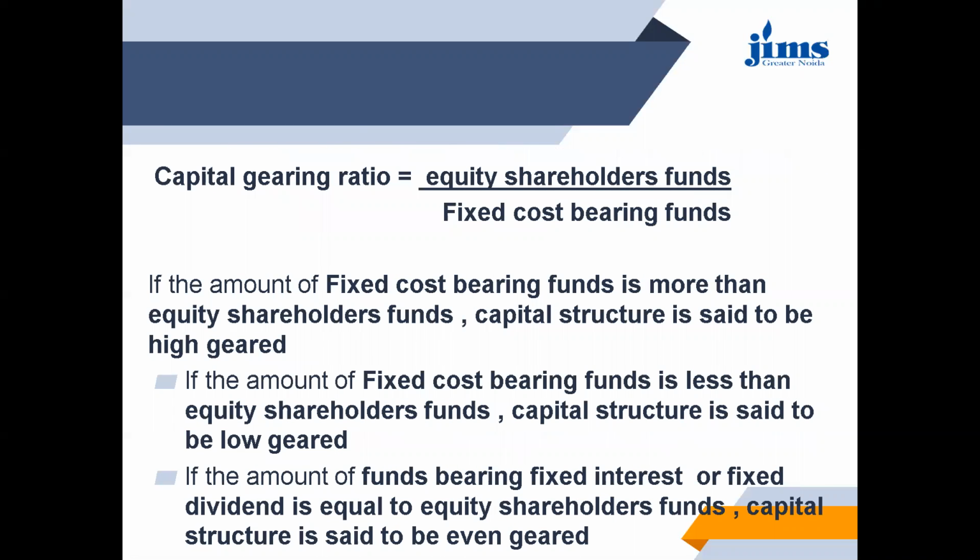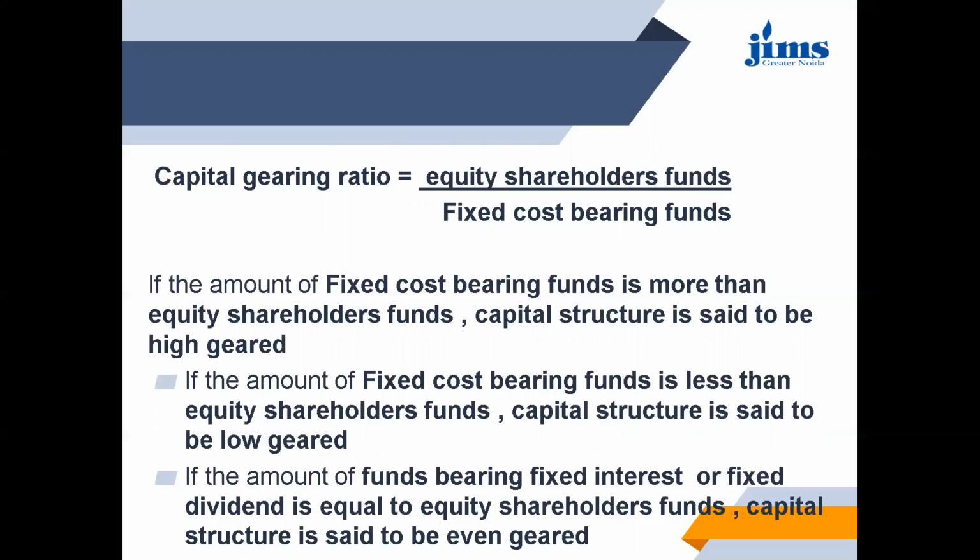Now last one is capital gearing ratio. Capital gearing ratio tells us the relationship between the shareholders funds and fixed cost bearing funds. So equity shareholders funds upon fixed cost bearing funds. Fixed cost bearing funds means those funds for which the company has to pay a fixed cost. So if the amount of fixed cost bearing funds is more than equity shareholders funds, we say that the company's capital structure is highly geared.